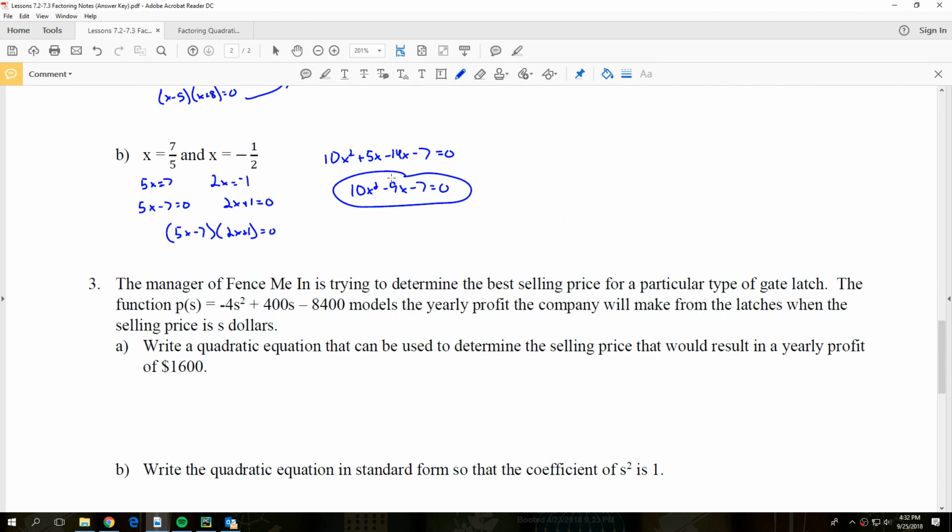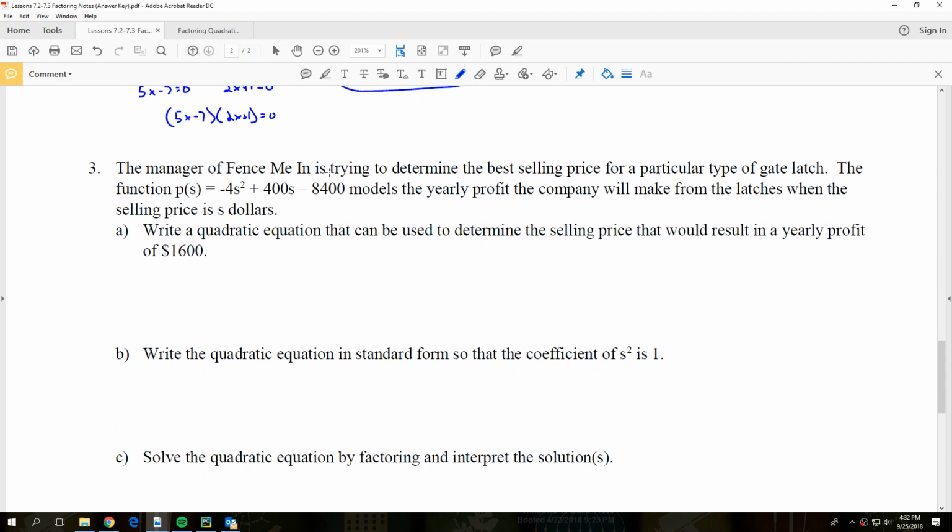So we have the manager of Fence Me In is trying to determine the best selling price for a particular type of gate latch. The function P of S is equal to -4s squared plus 400s minus 8400, models the yearly profit the company will make from the latches when the selling price is S dollars. Okay, so write a quadratic equation that can be used to determine the selling price, which is S, that would result in a yearly profit of 1,600.